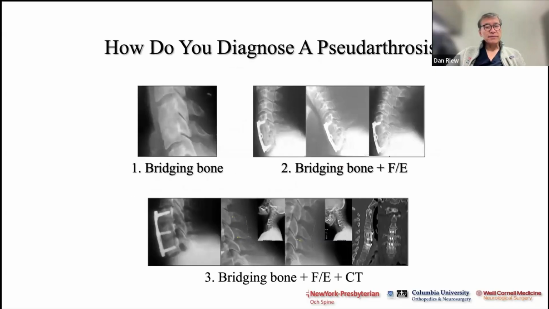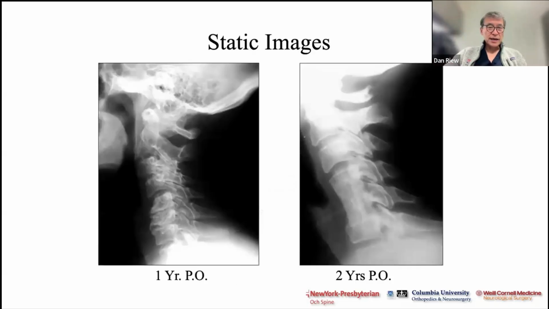So then you have to ask yourself, how do you actually diagnose a pseudoarthrosis after an ACDF? Do you look at bridging bone? Do you look at bridging bone along with flexion-extension views? Or do you look at bridging bone, flexion-extension views, and maybe even a CAT scan? And some people might get other studies, like a SPECT CT or things like that.